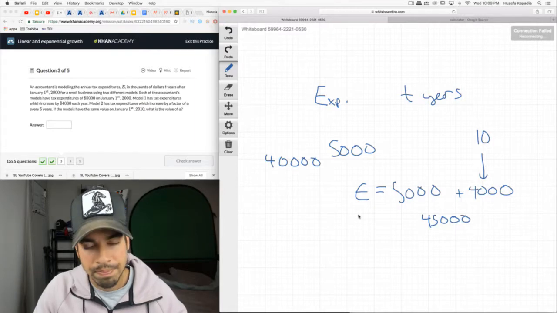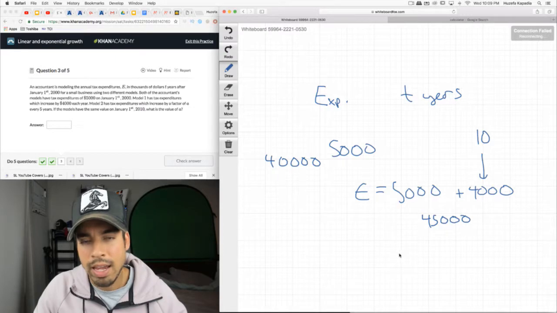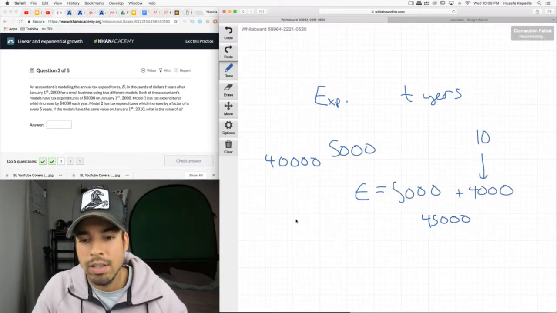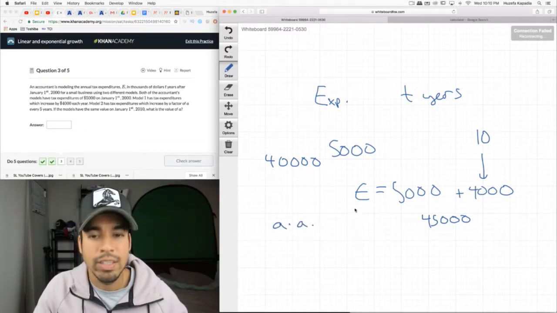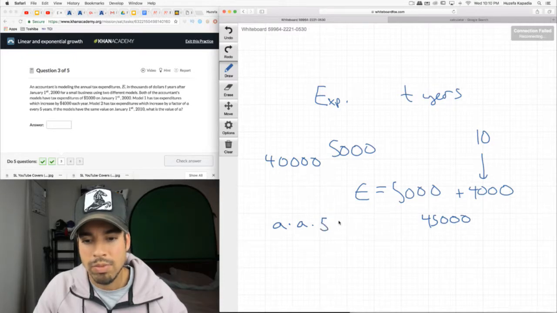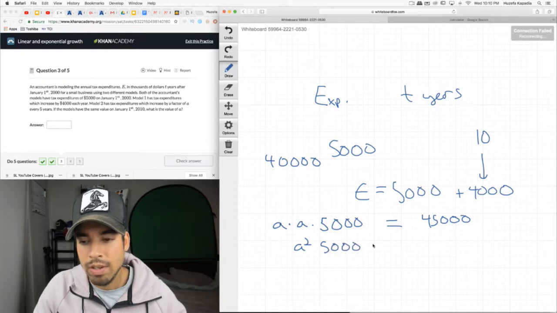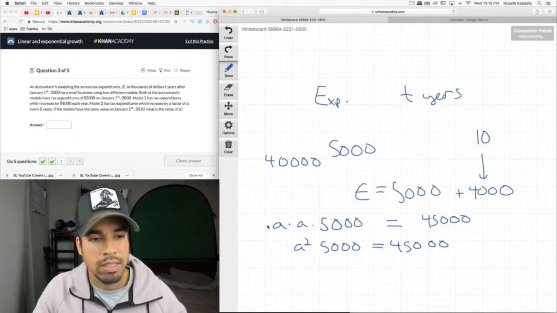Okay, but this other one, it's increasing by a factor of A every 5 years. And in this case, that's twice, right? So essentially, we're going A times A times 5,000 has to equal 45,000. That's it. Solve this equation. That's A squared times 5,000 equals 45,000, right? So once again, I had to do two A's because it's every 5 years.